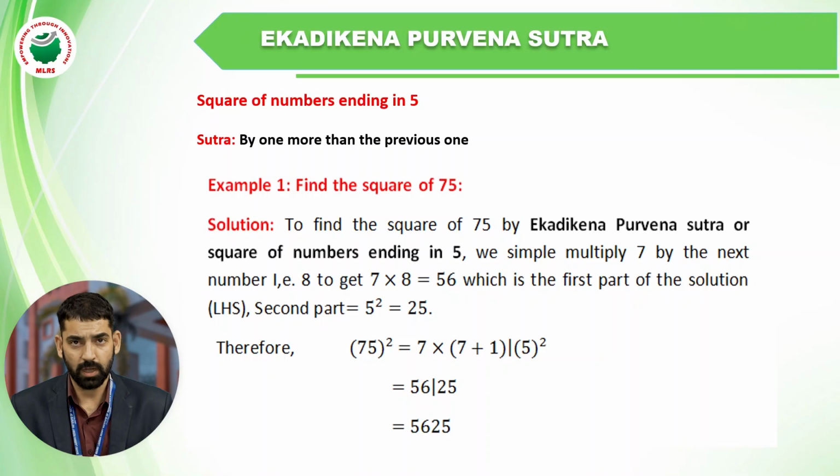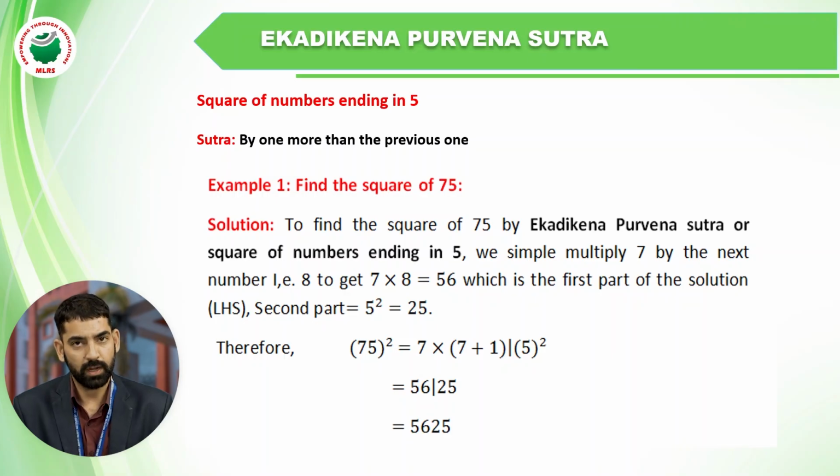In other words, Ekadikena Purvena Sutra means square of numbers ending in 5. The sutra used to find the square of these numbers is "by 1 more than the previous one." We will clarify it to the students by using an example. Example 1: find the square of 75. Here you can clearly see that the number is a 2-digit number ending with the digit 5.